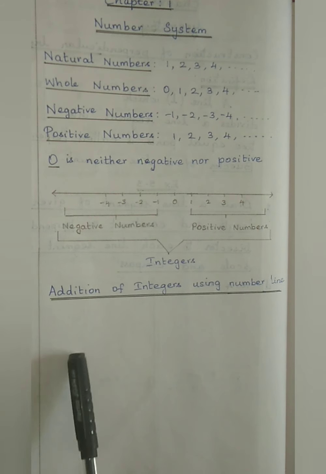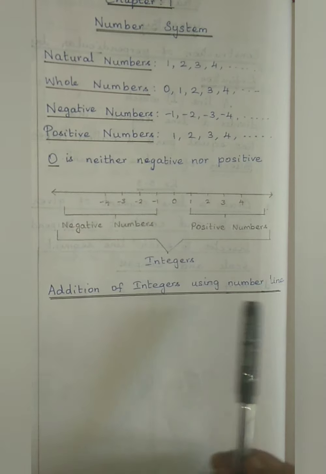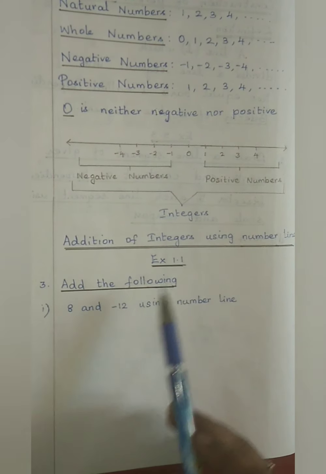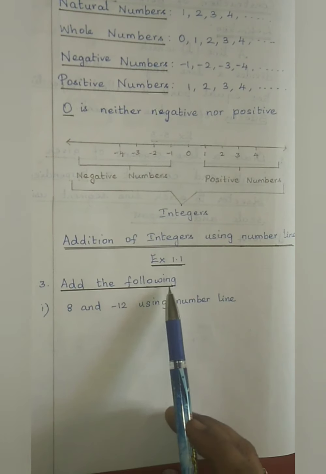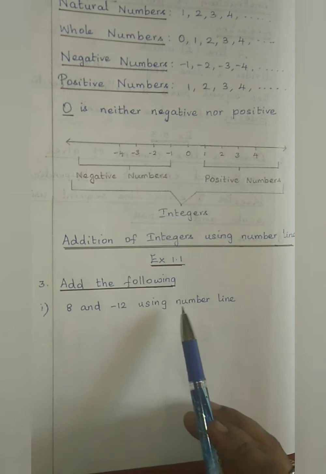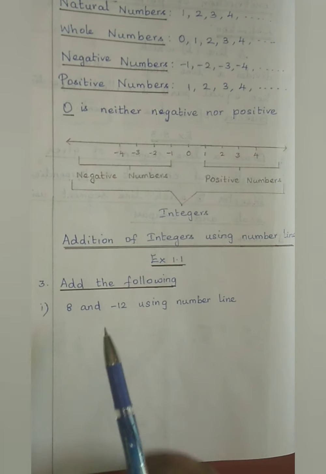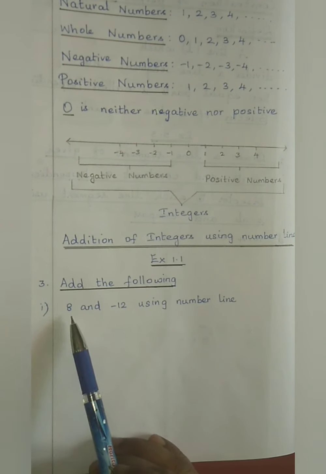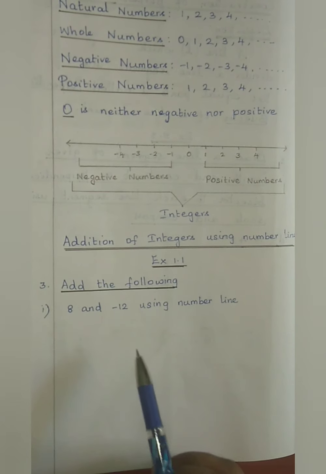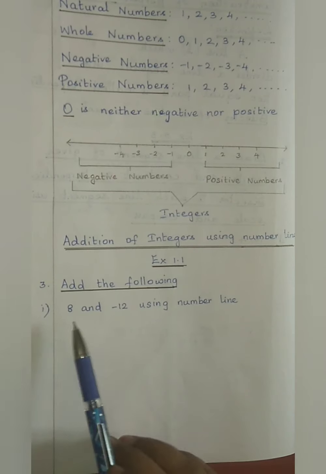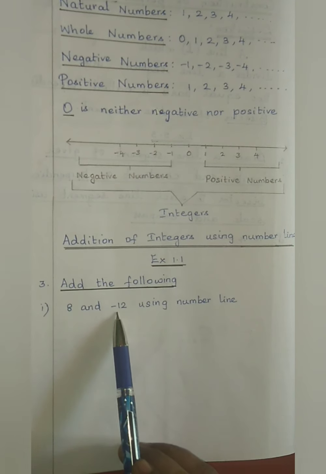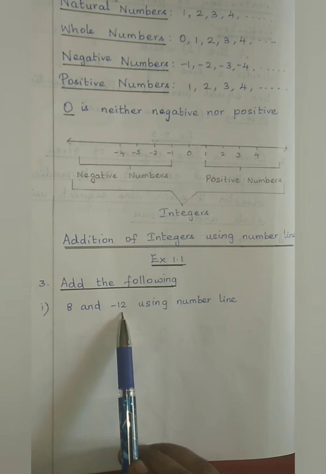Now we are going to see how to add integers using a number line. Exercise 1.1, third problem, add the following. First subdivision: 8 and -12 using number line. So here we are asked to add 8 and -12. What do you know about these two integers? 8 is a positive integer and -12 is a negative integer.